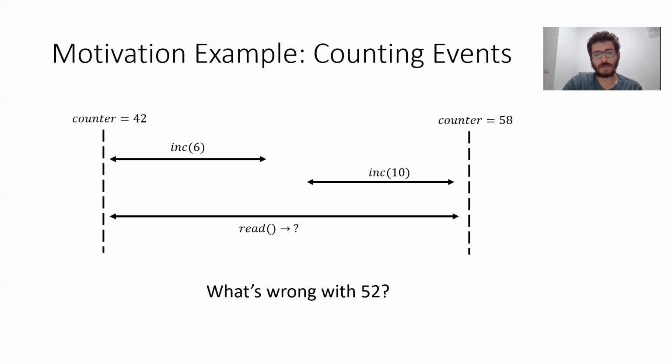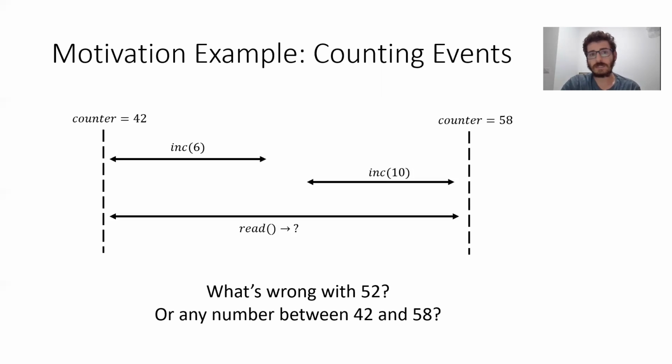So what's wrong with the number 52? Or, for example, when we read at the beginning and we saw 42, well, what's wrong with returning 44? We know that with 42, we don't need to spin up another server, so maybe with 44, we don't need either. Well, what's wrong with any of the numbers between 42 and 58? We transition between them when people connect, so we don't inherently know what's wrong with any of these numbers.